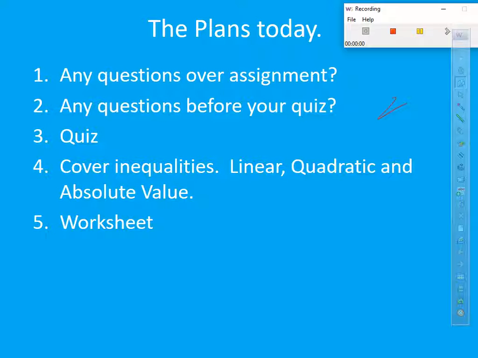Well, hello everybody. What I need to do with you today is cover inequalities. Now, a lot of what we do today is going to be review. When we say cover inequalities, that means once again, you'll see a greater than, a less than, greater than or equal to, or less than or equal to symbol.